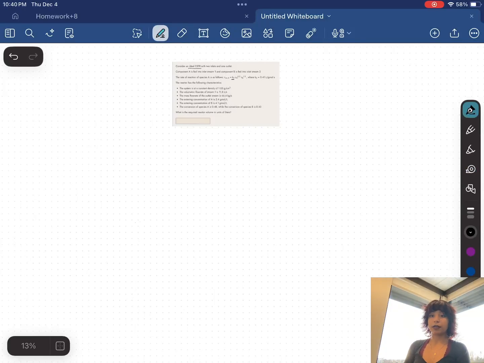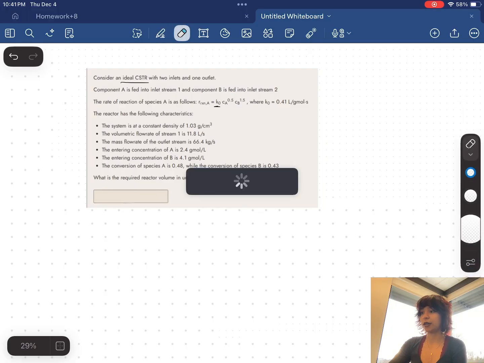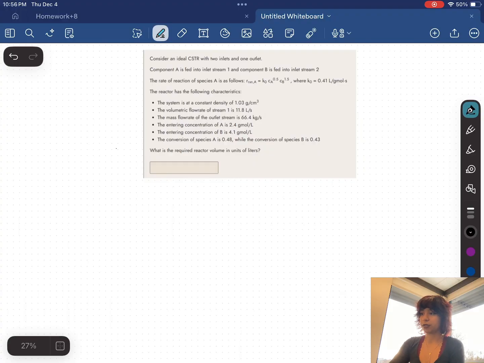Hi, my name is Ankel Tinoco, and today's problem is: consider an ideal CSTR with two inlets and one outlet. Component A is fed into inlet stream 1 and component B is fed into inlet stream 2. The rate of reaction of species A is as follows.